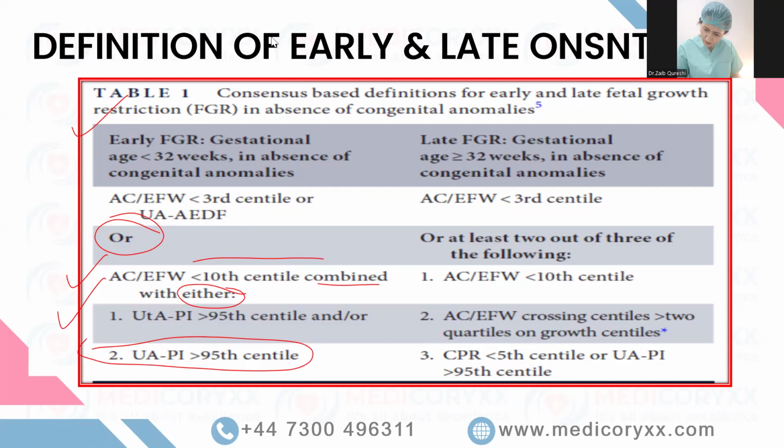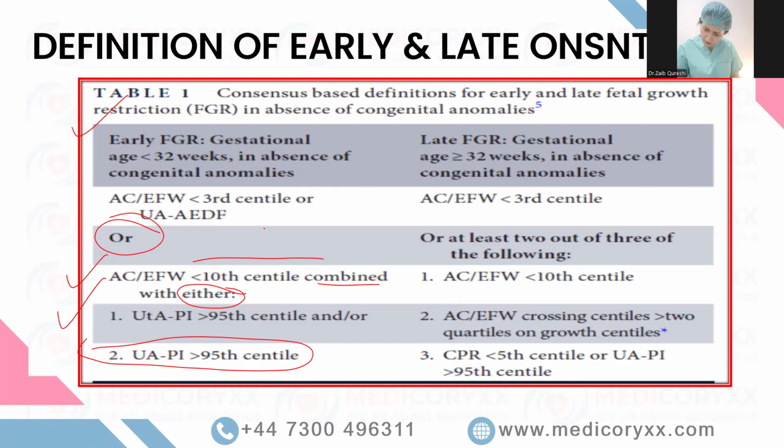Who is going to tell me when do you do uterine artery Doppler and when do you start umbilical artery Doppler? Which one is screening and which one is later on monitoring? When do you do uterine artery Doppler and why do you do it? Uterine artery Doppler is done at 20 weeks. Just one person, please, one by one.